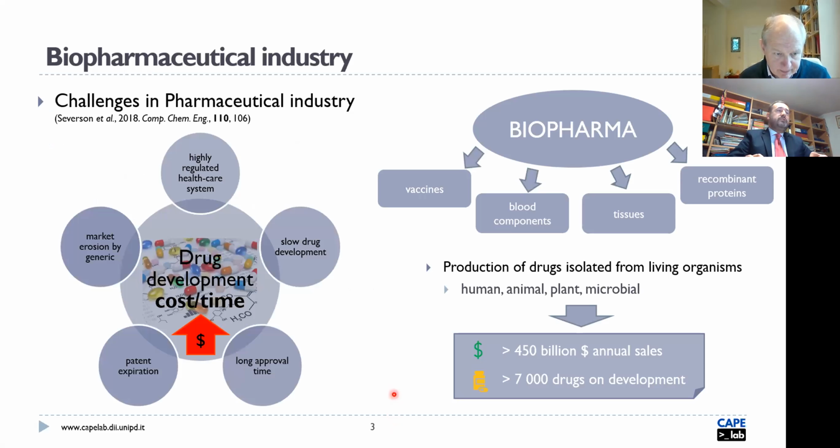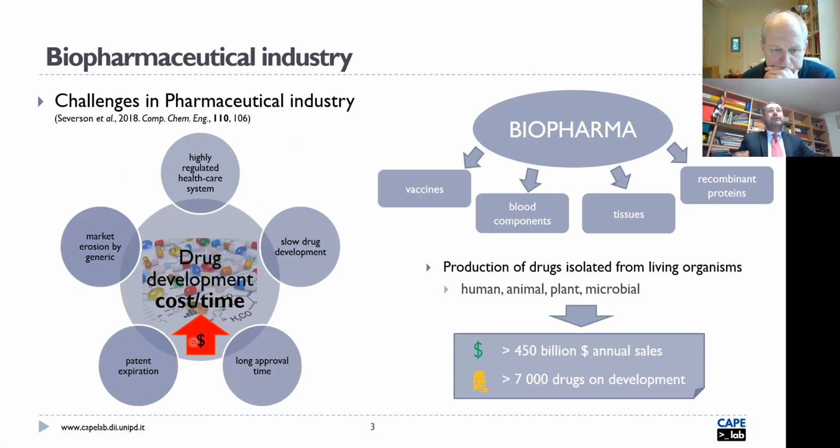The pharmaceutical industry is living a critical period. Typically, drug development is really cost intensive and time consuming due to the highly regulated healthcare system. Now, with the spending review of the governments and the expiration of patents, the erosion of the market by generics makes this an even more challenging issue.